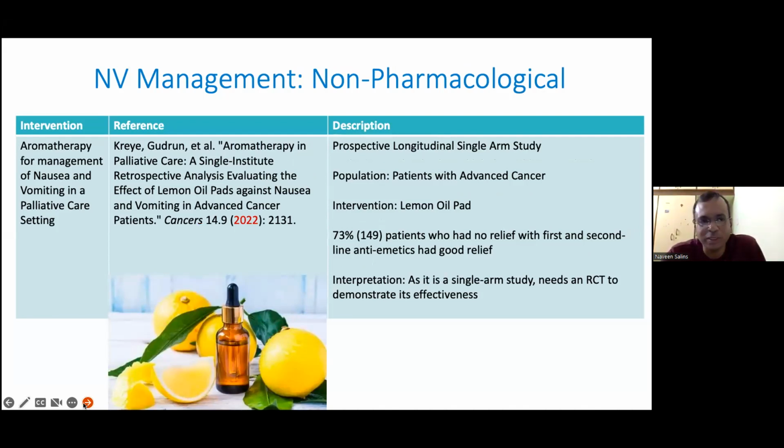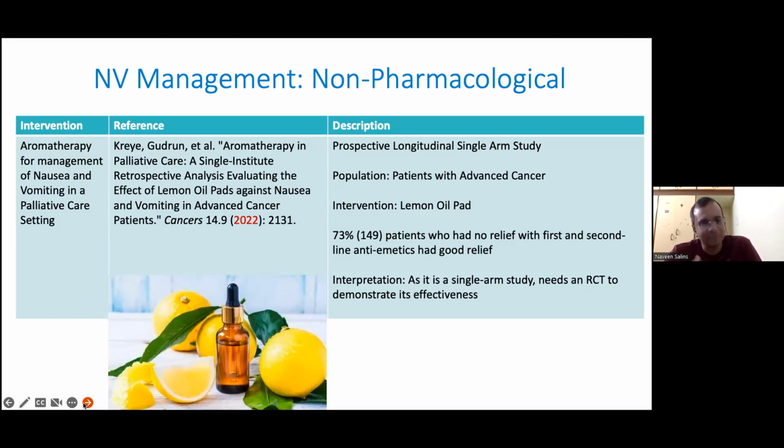non-pharmacological management. One of the things that was looked at was aromatherapy, and aromatherapy for nausea and vomiting. It was a prospective longitudinal study. For aromatherapy, they used lemon oil pads. I actually had to Google and see what a lemon oil pad is. You get this lemon oil, and it's used on a pad which is able to soak that oil, and the patients are asked to sniff that pad.